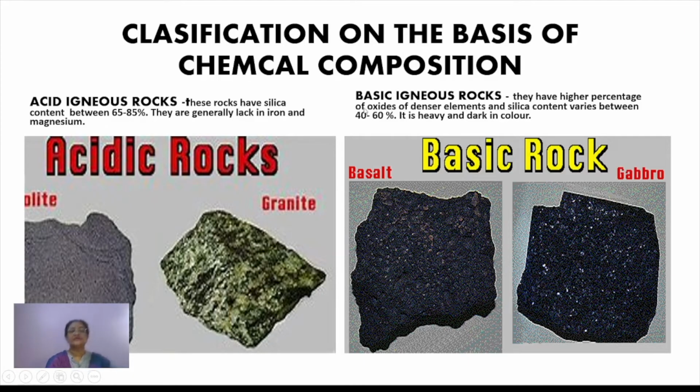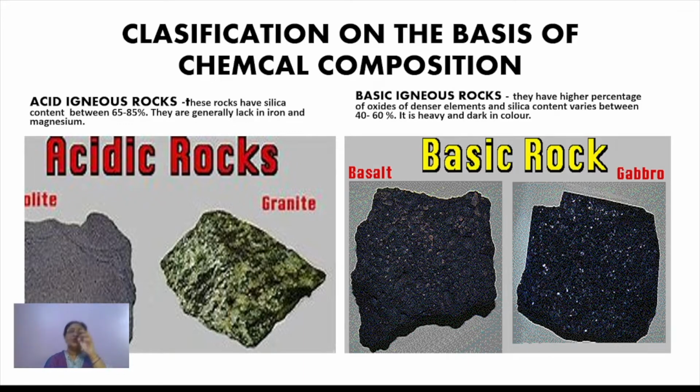One more classification is done regarding the igneous rocks, according to their chemical composition. As you all know, there is a very high content of silica in the magma or lava. So according to the content of silica and the oxides of heavy metals, we can classify the igneous rocks into two types again. One is acidic igneous rock and the other is basic igneous rock.